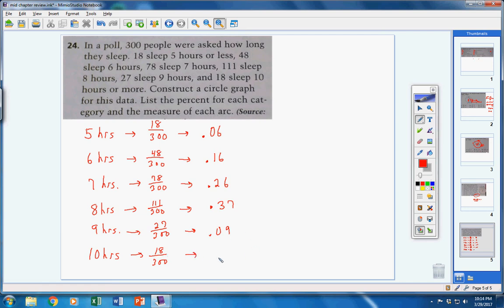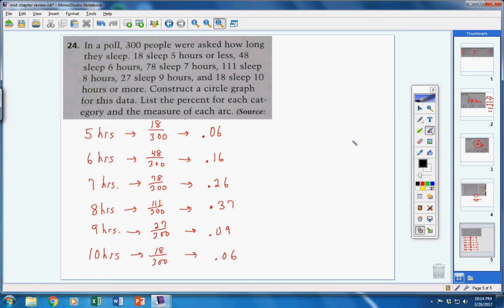Now guys, it's all percentages. It should add up to 100%. So I'm going to quickly just add these up just to make sure I haven't made a mistake somewhere. And I got 100, so we're good. Okay, so there's my decimal equivalents.